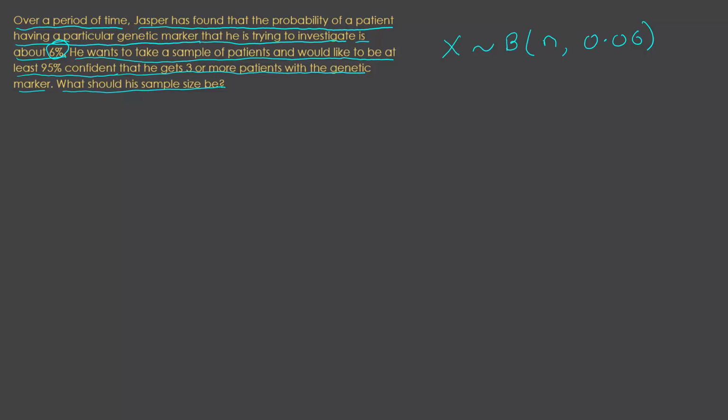Now, Jasper wants at least 3 patients with the marker, so we're looking at the probability of X being greater than or equal to 3, and he would like that probability to be at least 95%, so that's 0.95 as a decimal. It might well be easier to say, if the probability of X greater than or equal to 3 is greater than or equal to 0.95, then the probability of X being less than or equal to 2 would be less than or equal to 0.05. That way, we only need to look at the probability of X equals 0, 1, and 2.